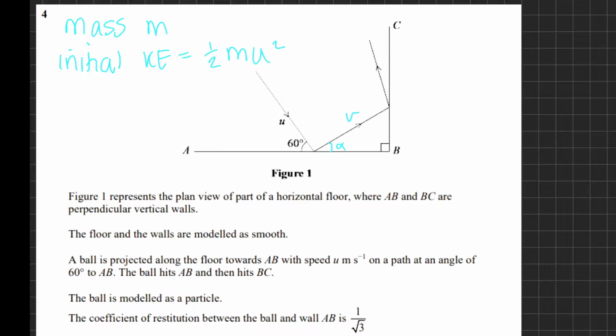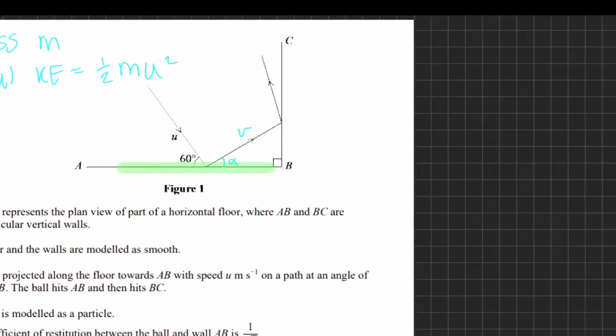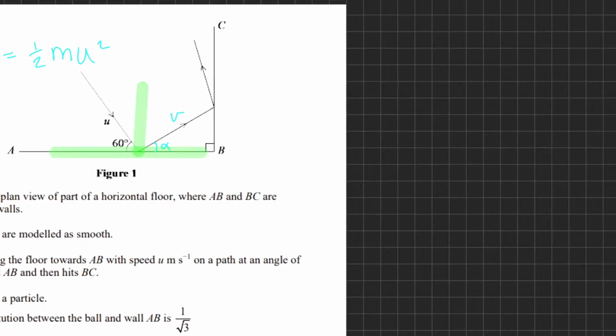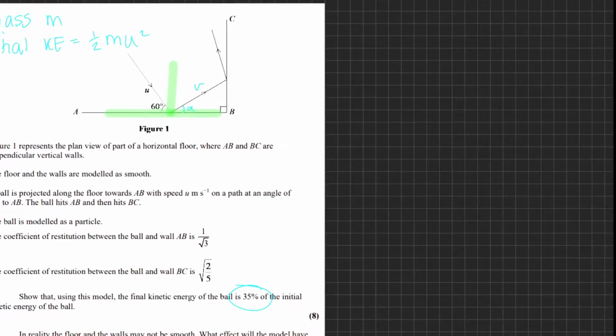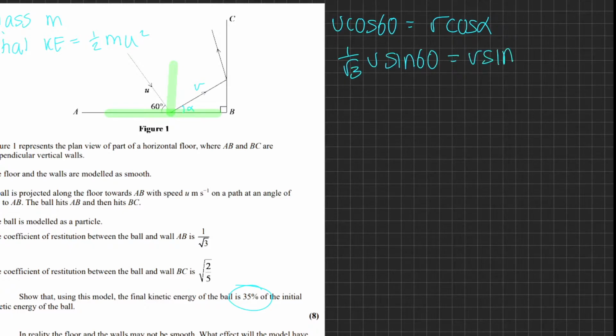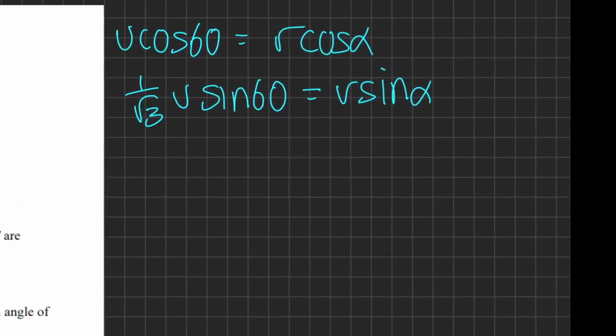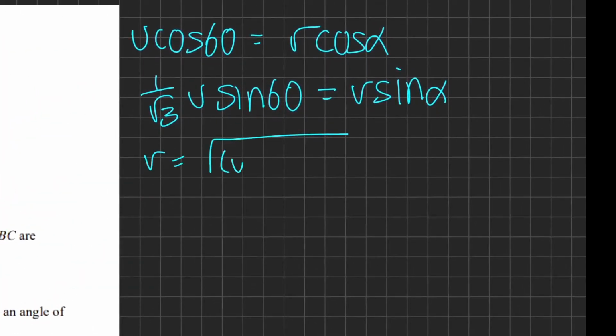Let's do some resolving to try and work out our final kinetic energy. If we resolve parallel to the wall AB, we get that u cosine 60 is equal to v cosine of alpha, using our labels v and alpha. And if we resolve perpendicular, remembering to times by e, we get that e u sine 60 is equal to v sine of alpha. Now we can work out v by taking the square root of v cosine alpha squared plus v sine alpha squared, like so.